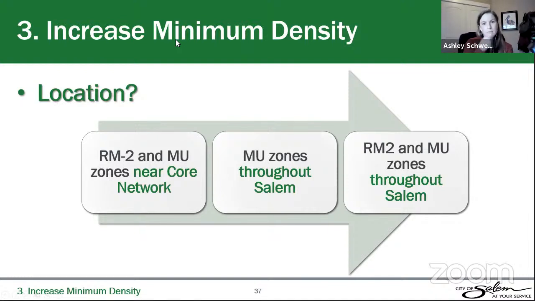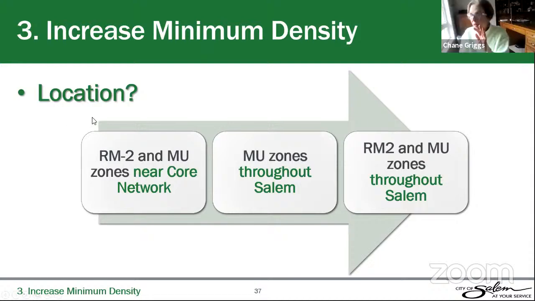So we're about to run out of time. Is there someone else with their hand raised? No? Okay. It sounds like there's a lot of discussion, and I'm not sure people are really ready to weigh in on the area. Is there at least a leaning in terms of whether we should be looking at just the core network or looking broadly across the city?